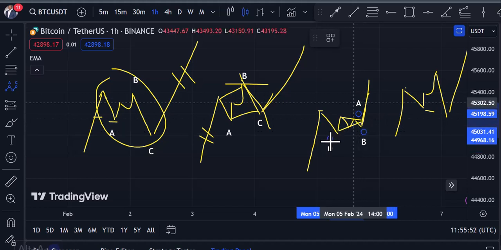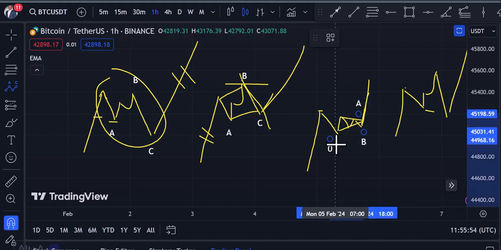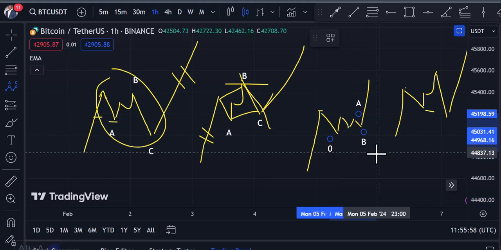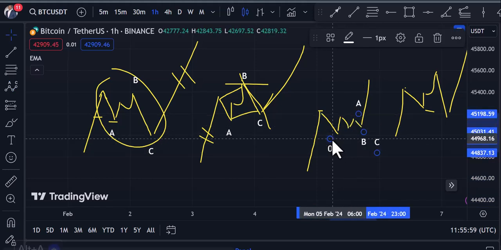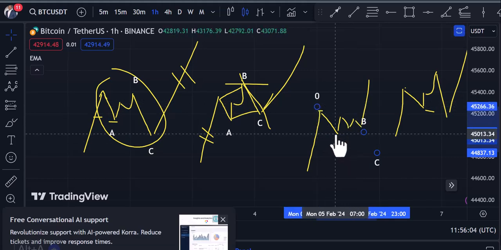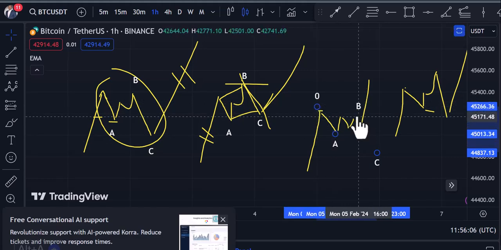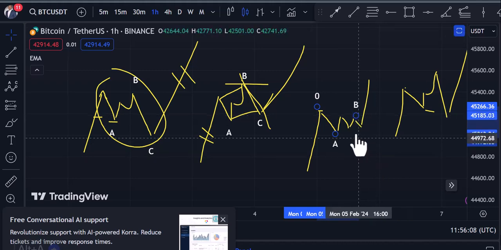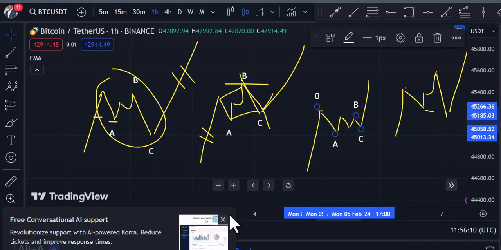Where this one should be here. This one should be here. Zero is started with this. This is A, this is B, and this is C. Okay, so that's how we roll.